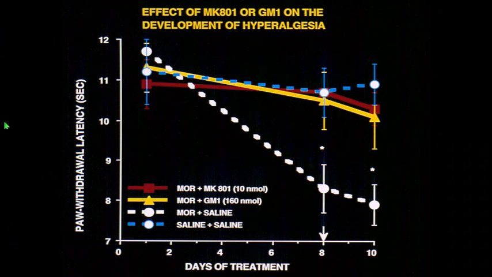You can see the baseline is over here, and 7 days after treatment, on day 8, there's a huge difference in terms of the baseline threshold. Remember, these are naive rats. They were only treated with opioids, which are supposed to be analgesic.